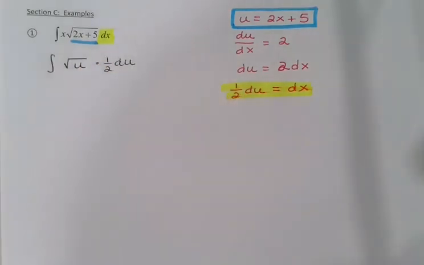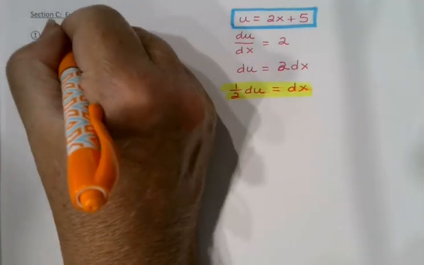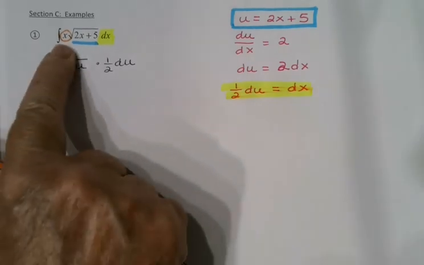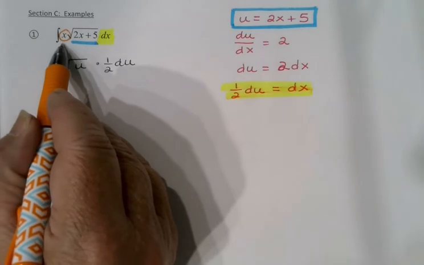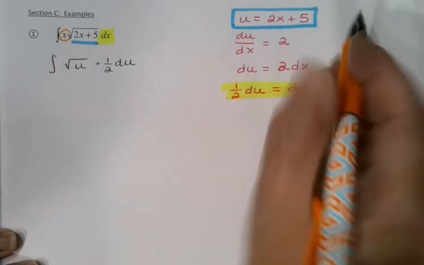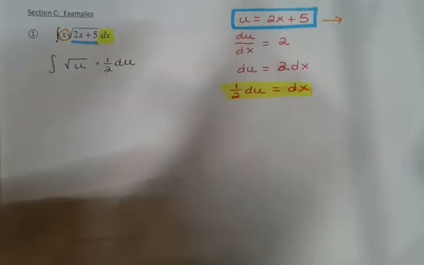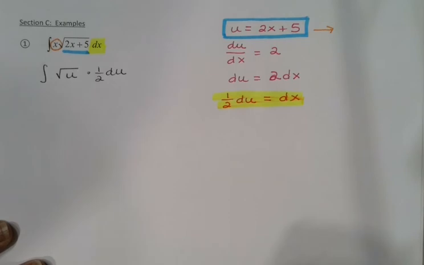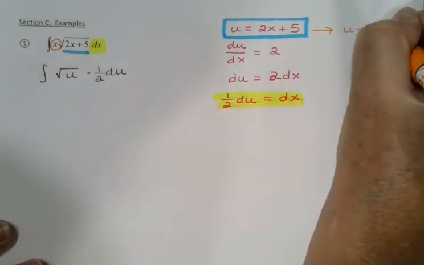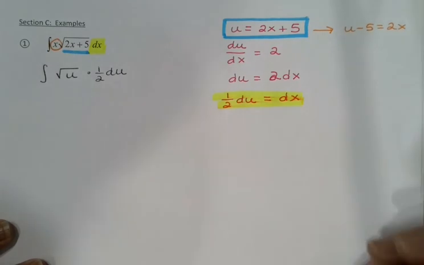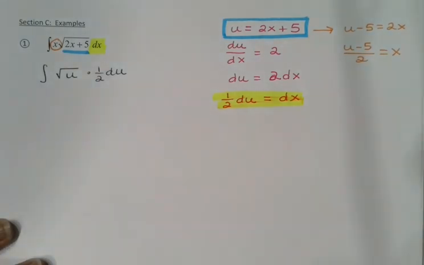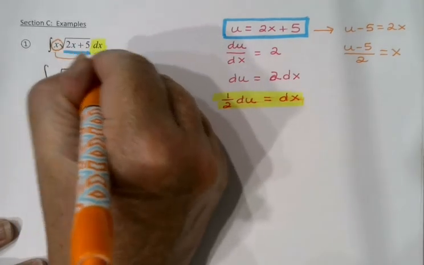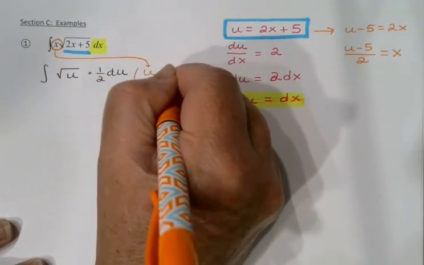But what is a problem is there's something in my integral that I haven't accounted for. What about that x? I didn't use that anywhere down here. And I have to account for everything. So here's the extra step that I was talking about. When that happens, I'm going to go back to my original definition of u. And I'm actually going to solve that equation for x. So I would have u minus 5 equals 2x. U minus 5 over 2 equals x. And I'm going to replace that x with u minus 5 over 2.